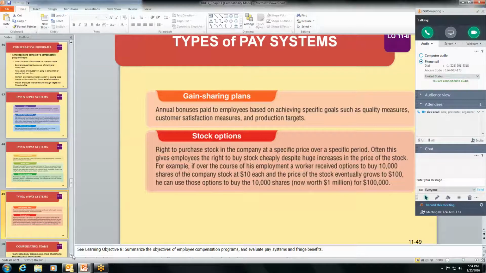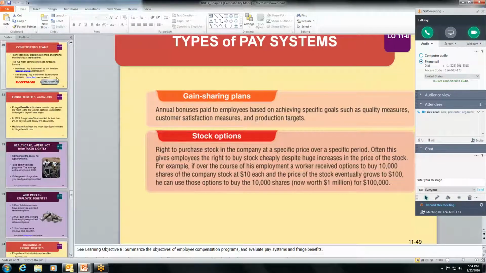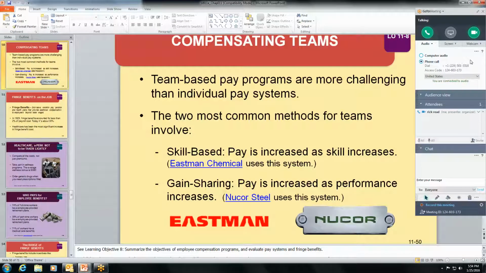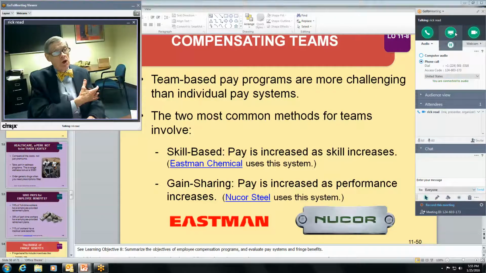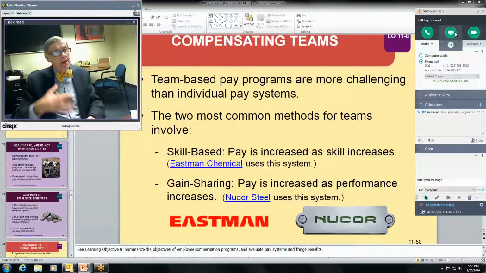You can have compensation teams where teams are paid based upon their production. Two most common, skill-based pay and gain sharing pay. As your skills go up, pay increases, and the gain sharing, this is normally across the board, and pay goes up as performance increases. Nucor Steel and Eastman Kodak are two companies that do that.